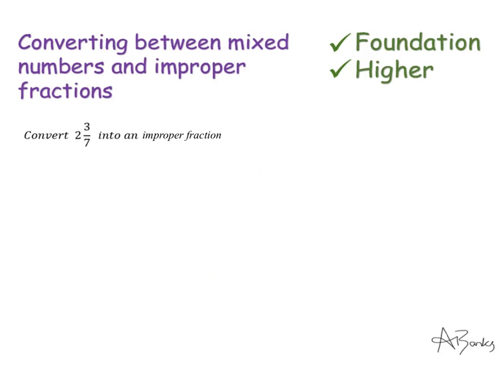Here's a second example. So this time we have 2 and 3/7 as our mixed number. So looking at the number 2, I'm going to have to change this into something out of 7. So some fraction with 7 on the denominator.